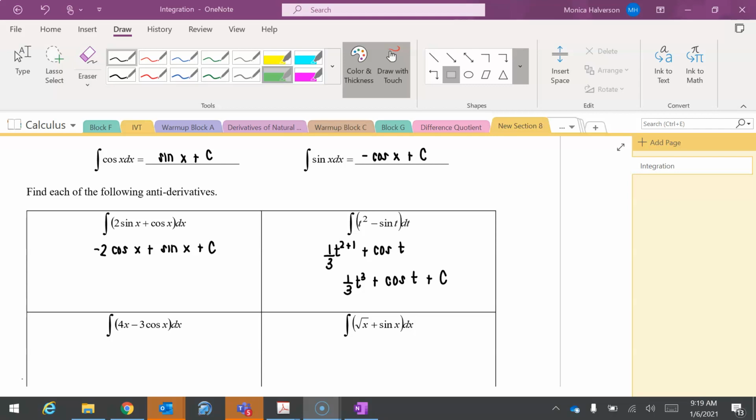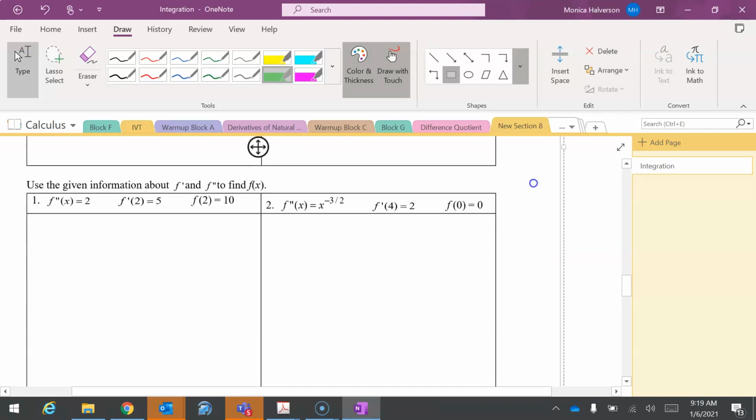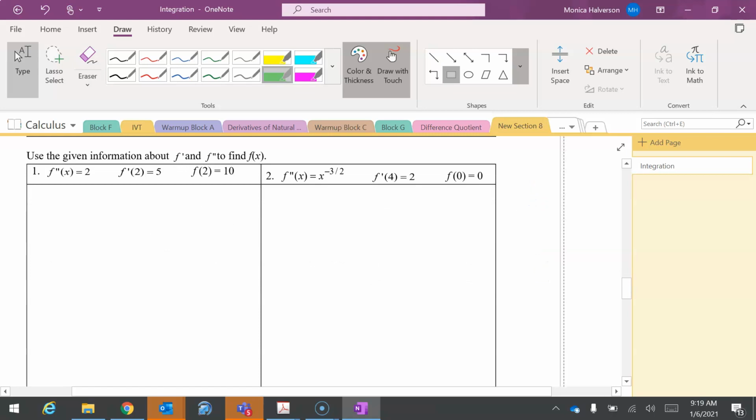Alrighty, so let's look at how else you're going to be asked to find and use antiderivatives. And here is an example of such. Use the given information about the first derivative and the second derivative to find f of x. All right, so we know that the second derivative of f of x equals 2. The first derivative of 2 equals 5. And f of 2 equals 10. So we're going backwards, and we're going to have to go from the second derivative to the original function.